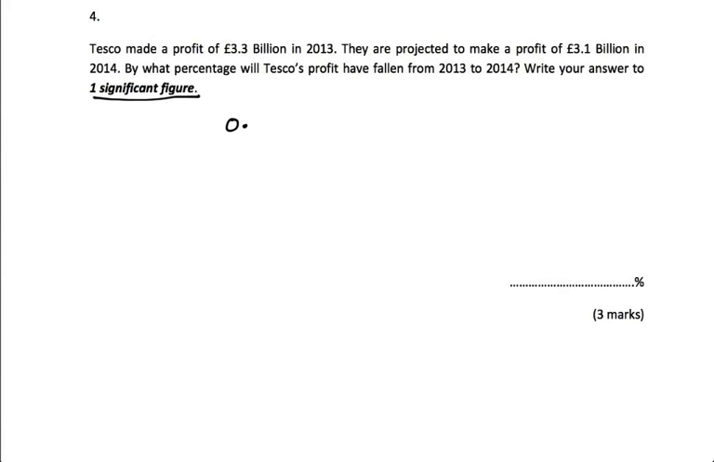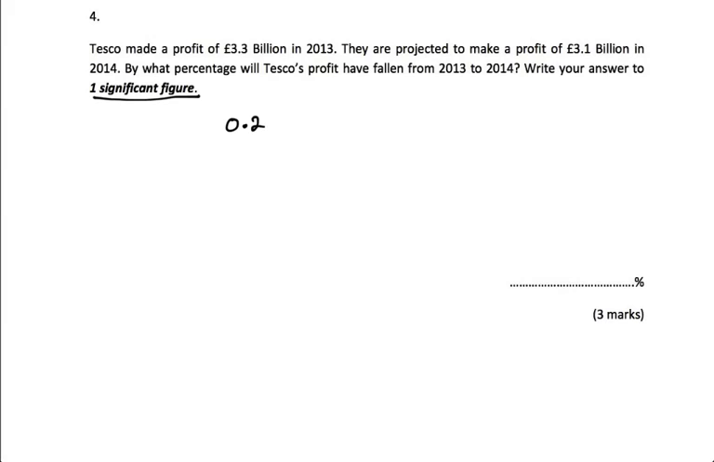Okay, in this question, you're asked to look at Tesco's profits. I think these are actually their real profits, by the way. So Tesco made a profit of 3.3 billion in 2013 and projected to make a profit of 3.1 billion in 2014. What percentage has Tesco's profits fallen between the years?